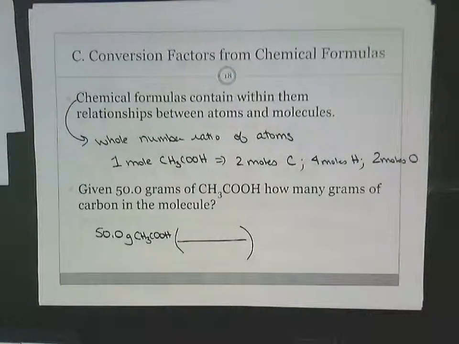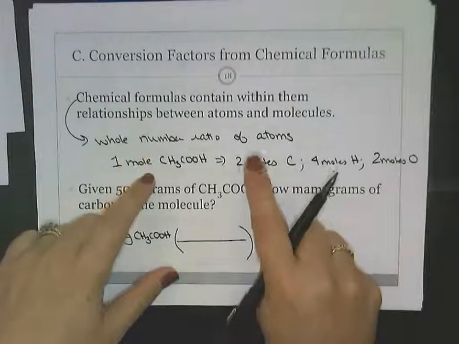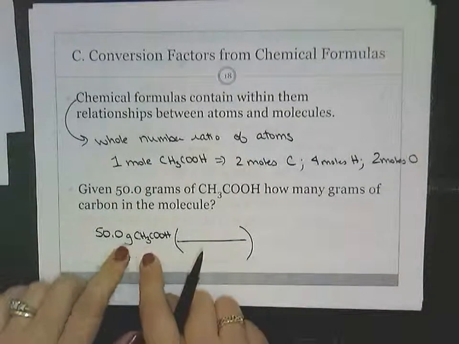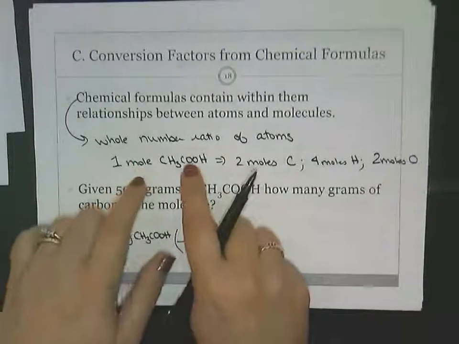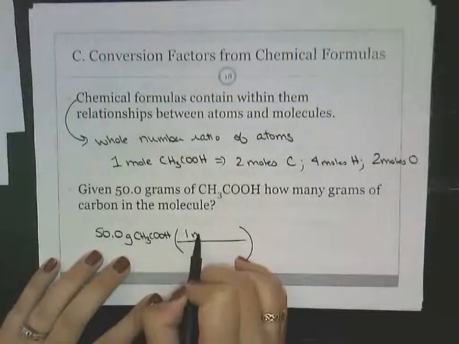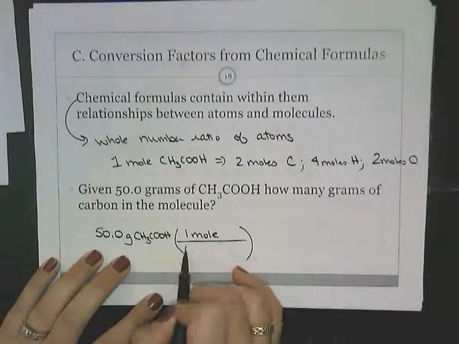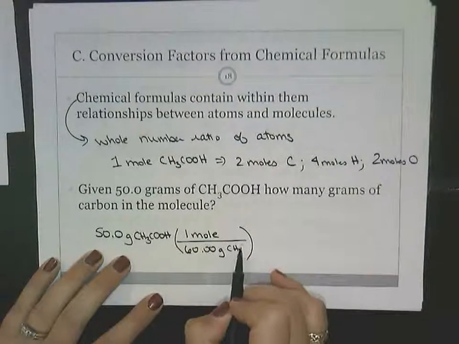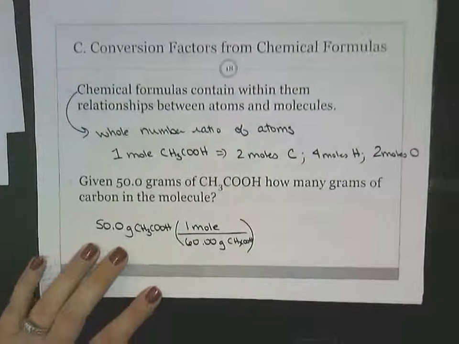All right, so this is a moles ratio, right? 1 mole of this, 2 moles of this. I'm in grams. How do I get out of grams of acetic acid into moles of acetic acid? What do you have to find? The molar mass, and I'm feeling generous today, so I'm going to go ahead and tell you. 60 grams of acetic acid.